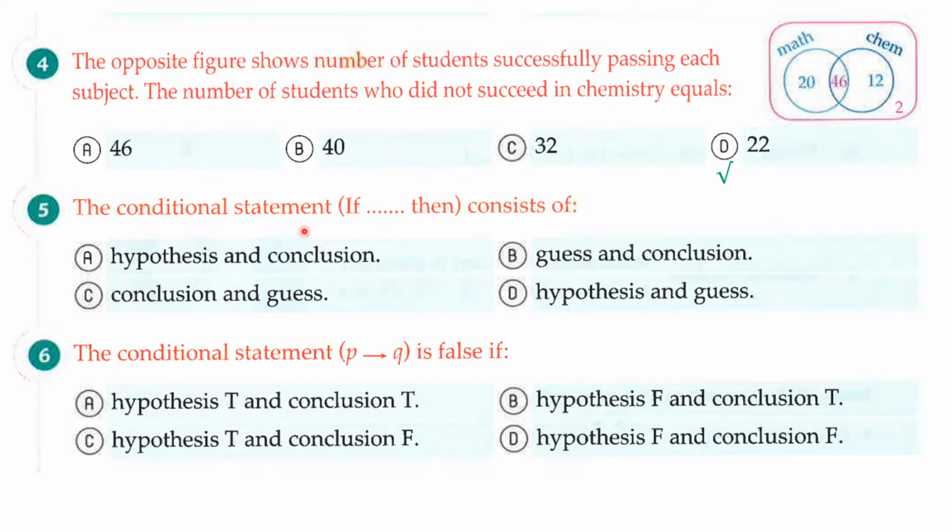The conditional statement, if then. That's also chapter 1, I think, in geometry. The conditional statement, if then, consists of what? It consists of hypothesis and conclusion. The conditional statement P then Q is false, and the answer for this one is C, because this is the hypothesis and this is the conclusion, and the conditional statement is false if the hypothesis is true and the conclusion is false. That's also chapter 1 in geometry.